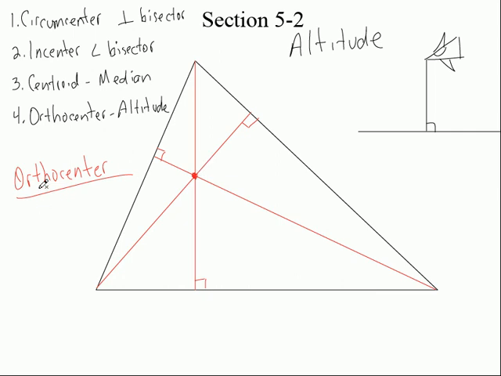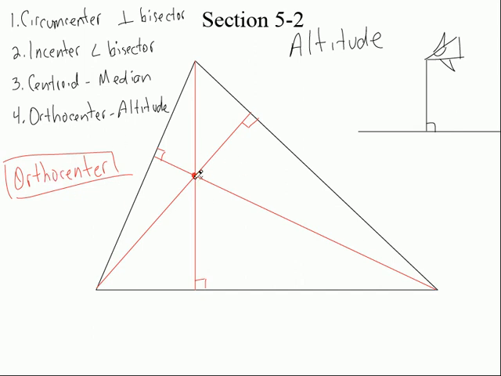Poor orthocenter. He's left out. So there's nothing really special about the orthocenter. The only thing special is those lines are concurrent, that there's a dot, that they do intersect at one point. But is there anything special about that point? Is it equidistant from anything else? Nope. There's nothing special about it at all.